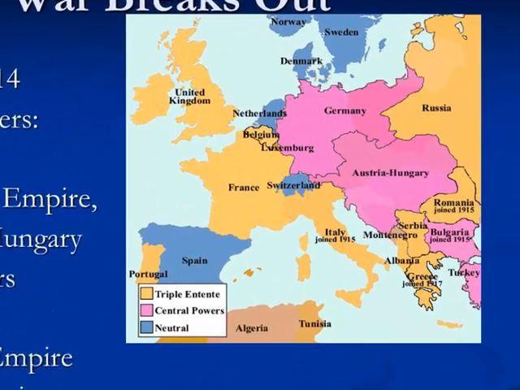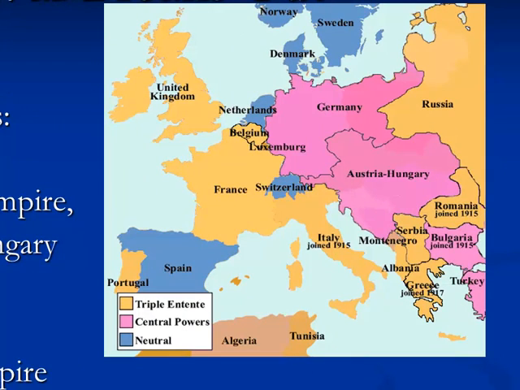Looking at the map in the top right-hand corner, we can clearly see how the two sides were laid out, as well as those nations that were neutral. While the United States was not the only neutral nation, it was the most powerful.